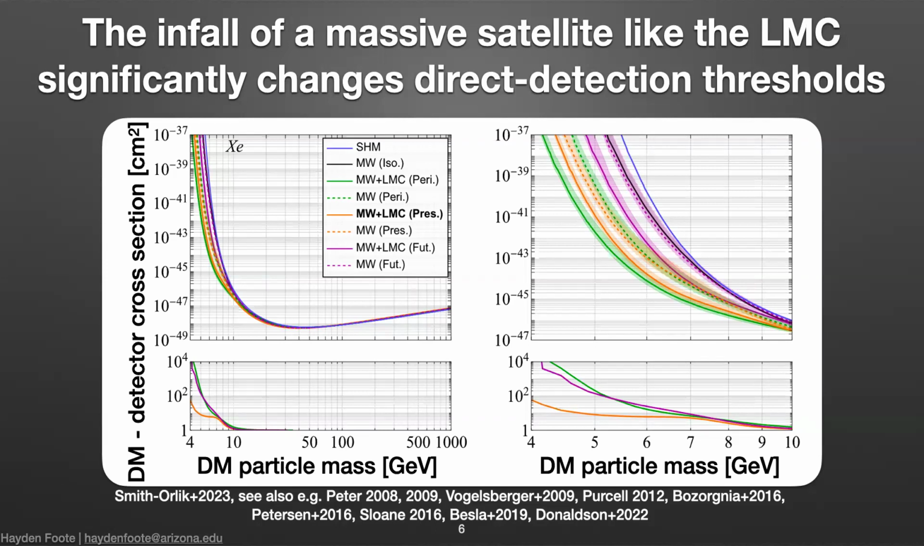And so especially in the zoomed in panel here on the right, you can see the difference between these two lines is in most cases many orders of magnitude. And so that's really going to alter the conclusions that you can draw from a direct detection experiment. So the infall of a massive satellite like the LMC and knowing how that affects the dark matter in the solar system is really important to make sure that your particle physics experiments are drawing correct conclusions. So that's one reason why the Milky Way is really important.